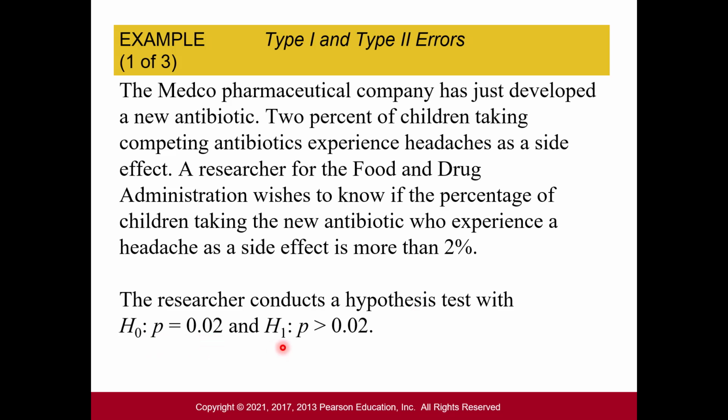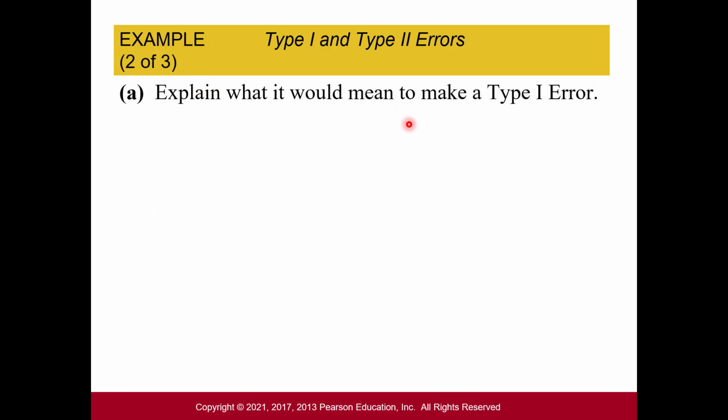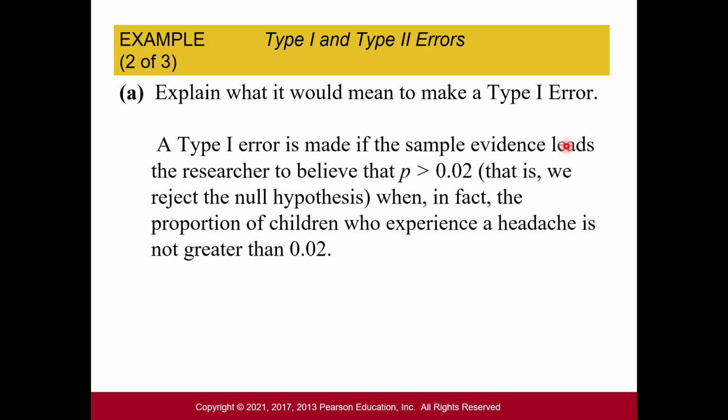And then our alternative hypothesis is that P is greater than 0.02. Okay, so let's explain what it would mean to make a type 1 error for this example. So remember, we just talked about it. A type 1 error would be if the null hypothesis is true, but we reject it anyway. So for our example, we would make a type 1 error if the sample evidence led us to believe that P was actually greater than 0.02.